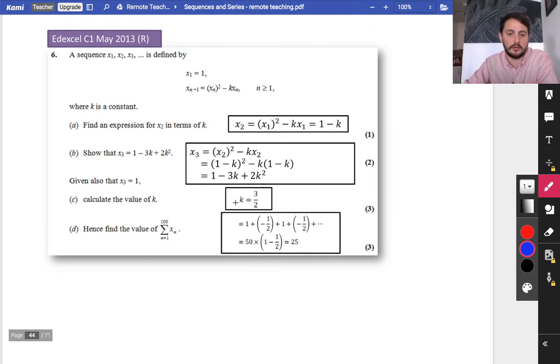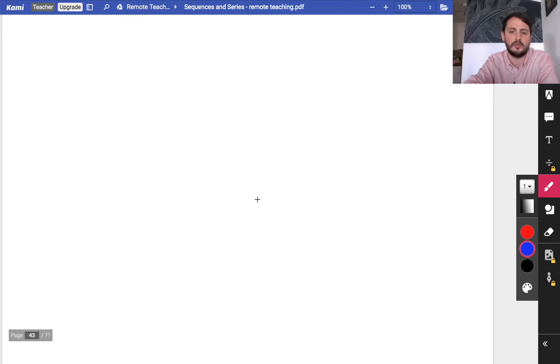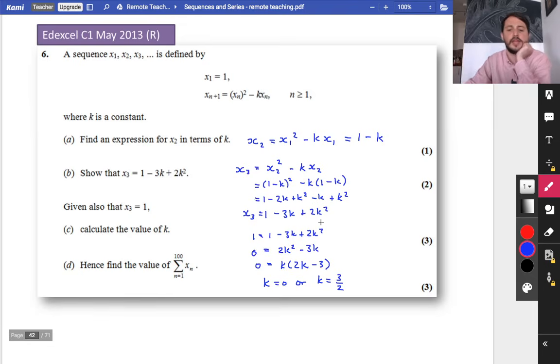They've said that k has got to be 3 over 2. I wonder why. I think that k could be 0 as well. Is there anything that says that? k is a constant. I think k could be 0. But anyway, we're going to run with this one instead, that k is 3 over 2. So hence find the value of this thing that we've got here.